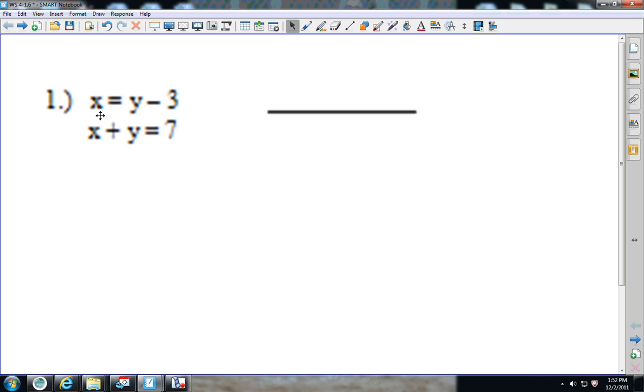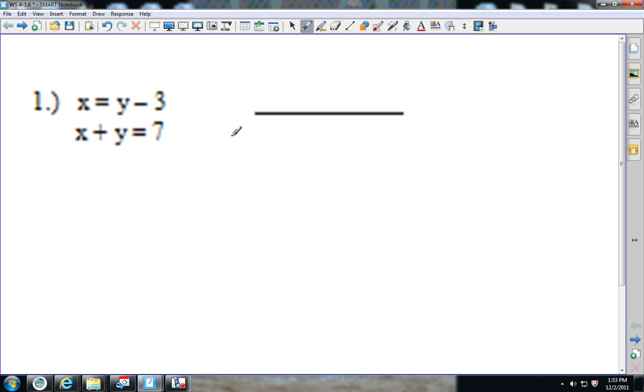First off, we've got one equation written in x equals form and the other one in standard form. I'm going to circle what x equals and substitute it in for x. So I'm going to rewrite this equation, but instead of x, I'm going to write y minus 3, and then write the rest of the equation: plus y equals 7.